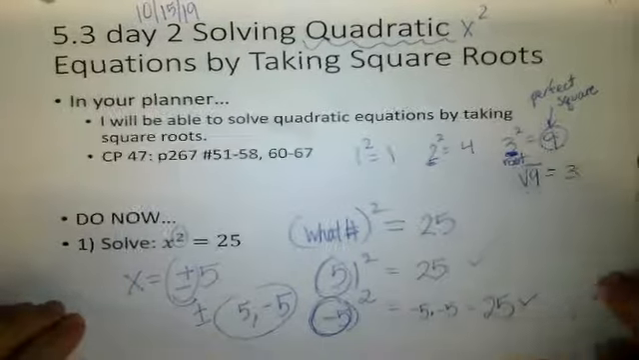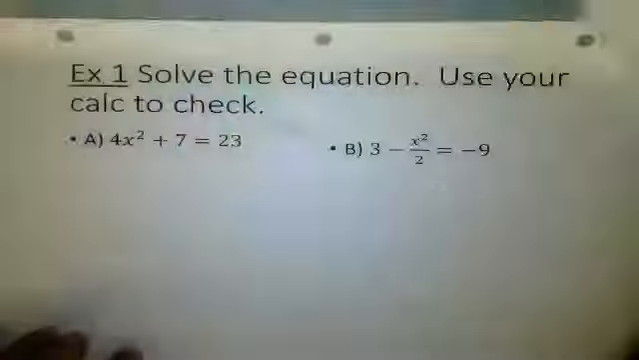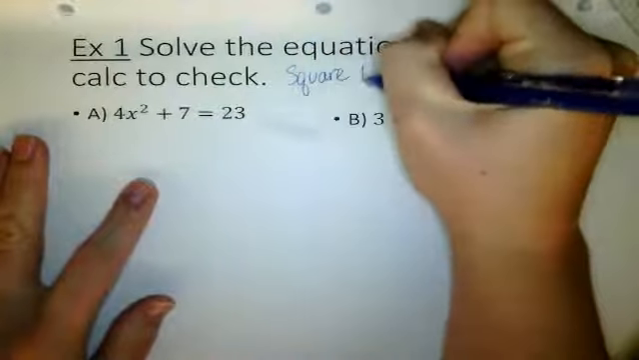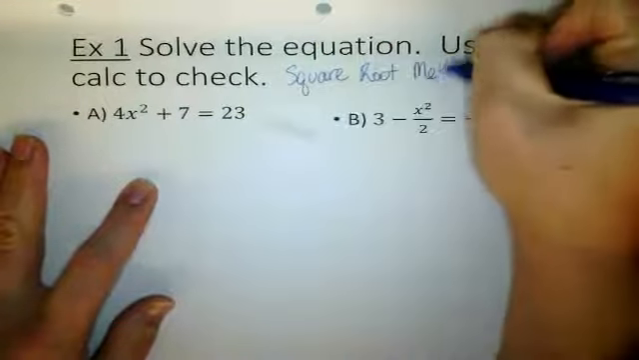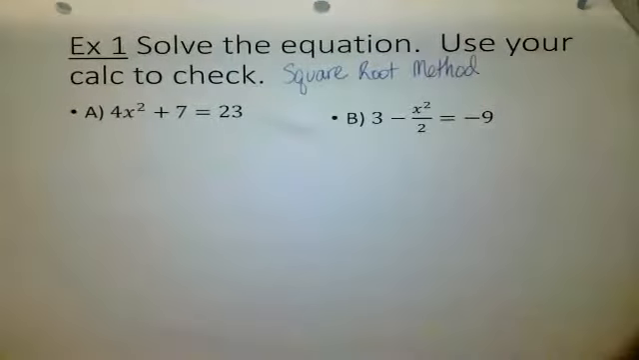So today we're solving quadratic equations by taking square roots, also known as the square root method. So that's what I'll call it. This is the square root method, which means we're going to eventually take a square root, and that's why we learned how to simplify square roots yesterday. We talked about looking for perfect square numbers, and then we also did some rationalizing, which you will have to remember today as well. So example 1, solve the equation, and then use your calculator to check.